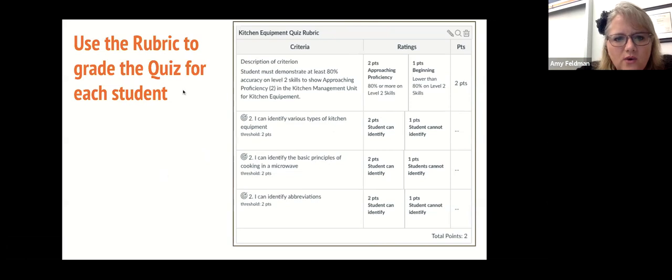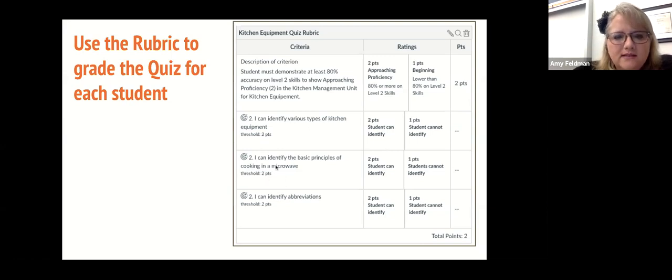So when I look at their quiz results, out of the first 10 questions, they're all identifying various types of kitchen equipment. So I think to myself, okay, there are 10 "identify what this thing is" questions. Out of those 10, they missed 2. Well, that's 80%. So I'm going to click on student can identify, because I'm striving for 80% accuracy.